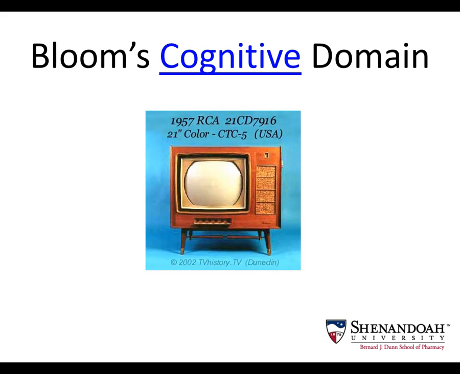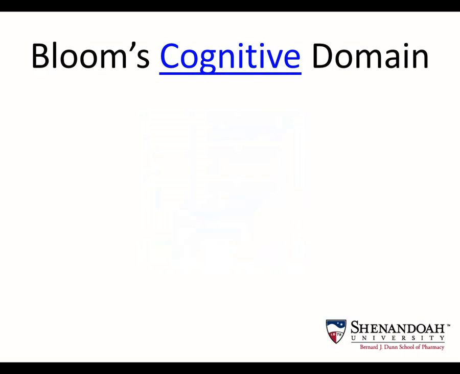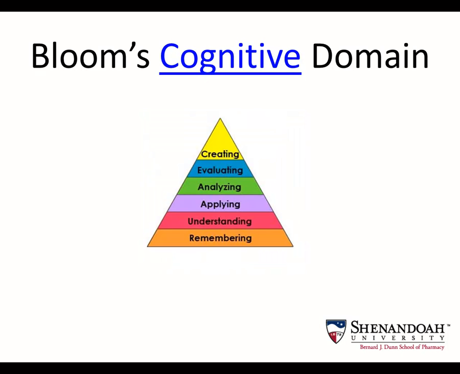So Bloom's taxonomy has been around since the 50s, when TVs look like this, and not much has changed. They did update Bloom's taxonomy in 2000, 2001, and they added this creating aspect to it. There's a big press for innovation in education, a big press for innovation in healthcare, in a lot of fields. And that's where this creating layer of the cognitive domain came in.